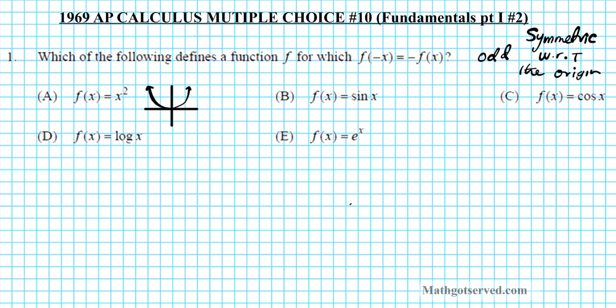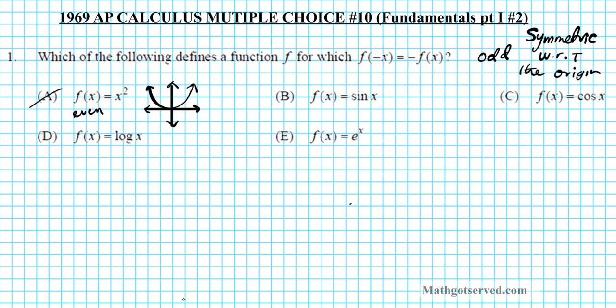Okay. All right. So what kind of symmetry does your parabola have? Is it odd, even, or neither odd nor even? In this graph, we have an even function. An even function is symmetric with respect to the y-axis. Okay, so on the left side of the y-axis, you have a mirror image of the portion of the graph on the right side. Okay, so this is even, but what we're looking for is odd, so this is not the answer.